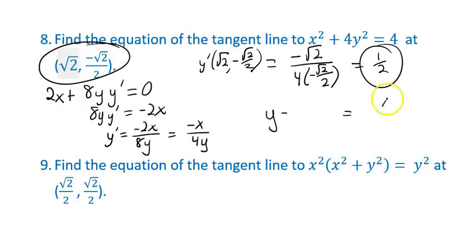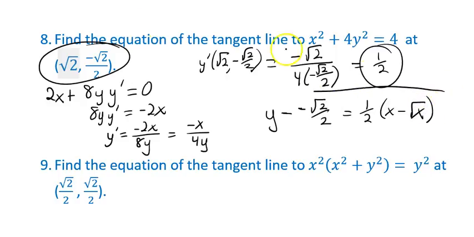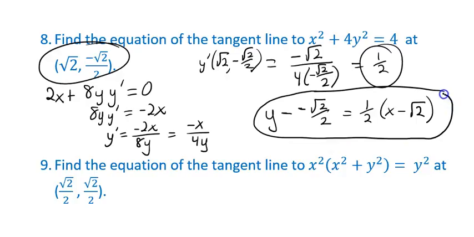So I need to be in point slope form. My slope goes in front. I have y minus the y value, x minus the x value, and again, for the AP exam, you do not have to simplify. You can leave it in point slope form if you want to.